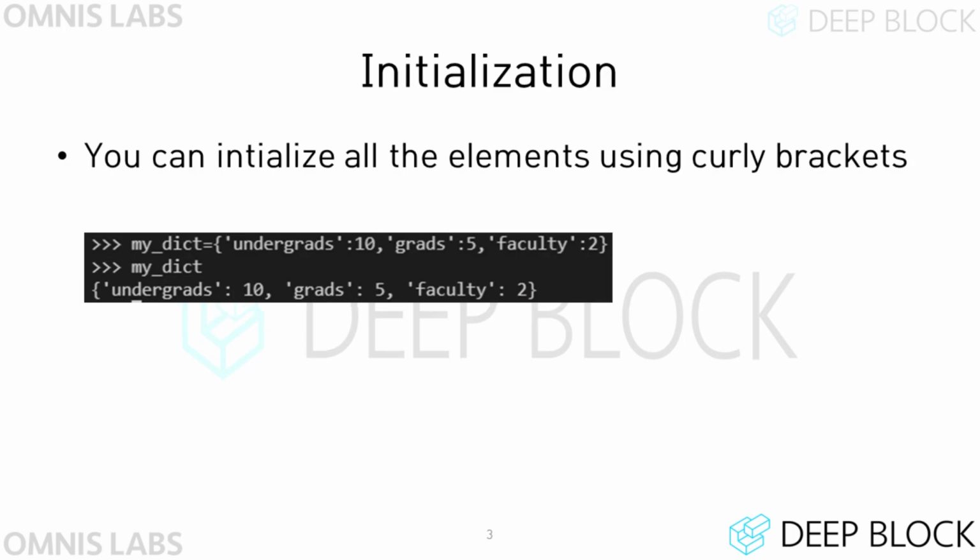A dictionary can be initialized using curly braces. When storing one key value pair, you can write the key to the left of the colon and the value to the right of the colon. Each item is separated by a comma.